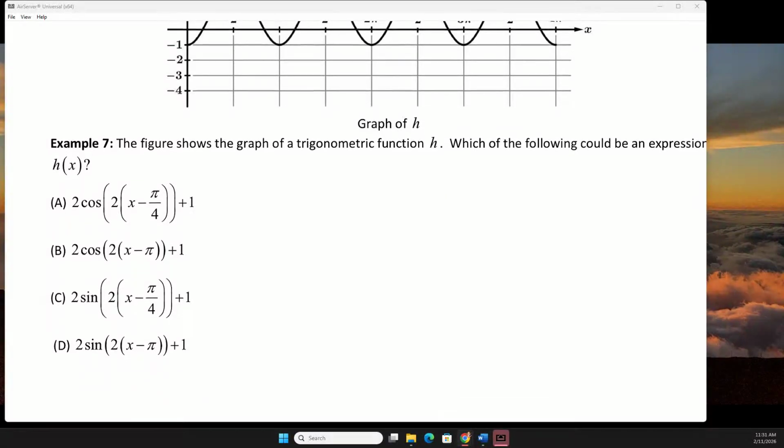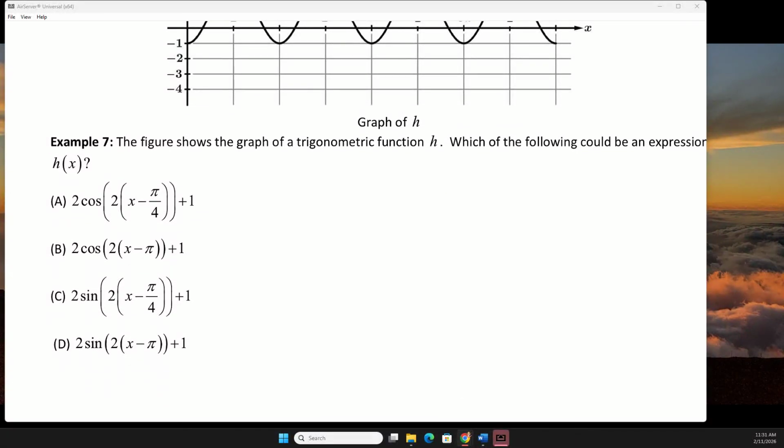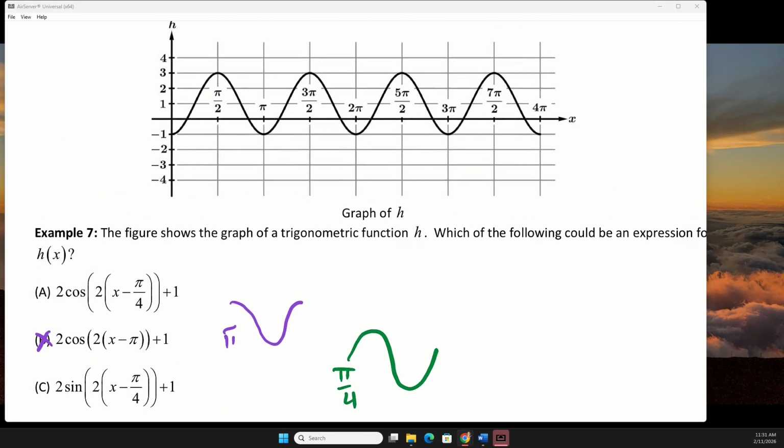Anybody want to just guess? B. B? Okay. So let's do B. Where would B start? At pi. And at pi, it would be a positive cosine. So go to pi. Does it look like a positive cosine? Nope. It's okay. Anybody else? Okay. Where would C start? Pi over 4. It would be a positive sine starting at pi over 4. What do y'all think? Do you know where pi over 4 is?